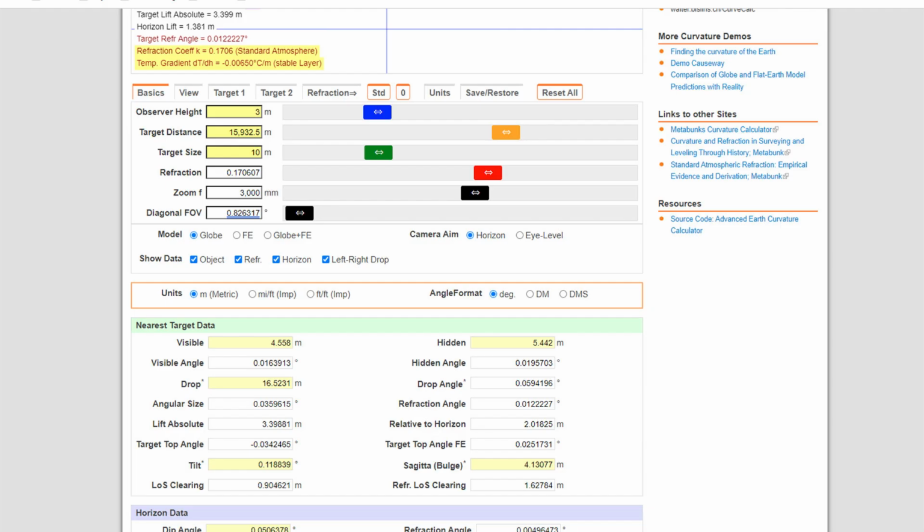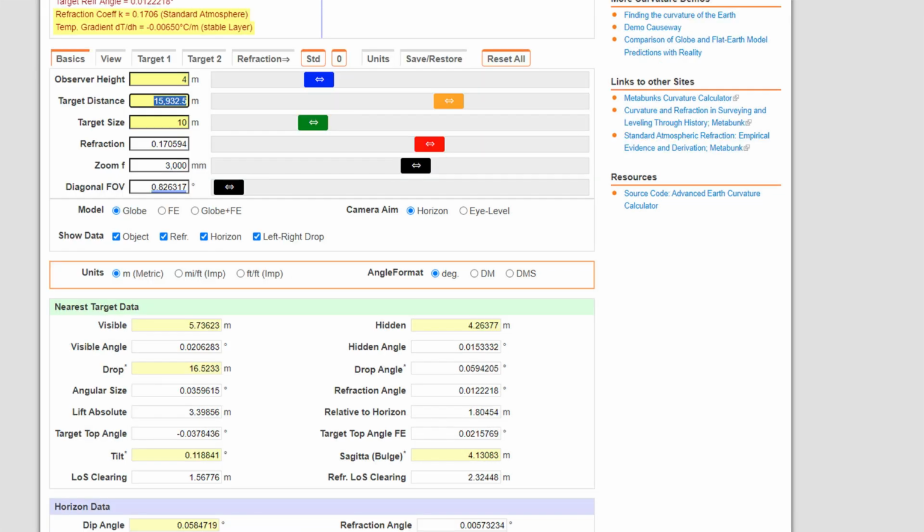If we calculate with an observer height of 3 meters and standard refraction, 5.4 meters would be hidden. And if we instead choose to use 4 meters, 4.2 meters would be hidden with standard refraction.